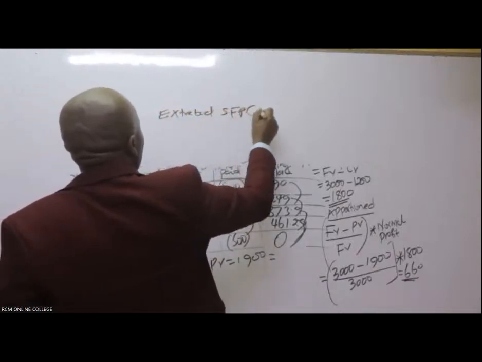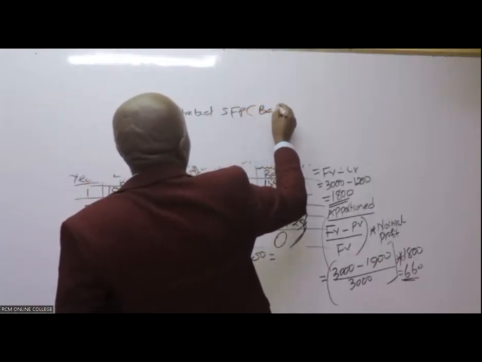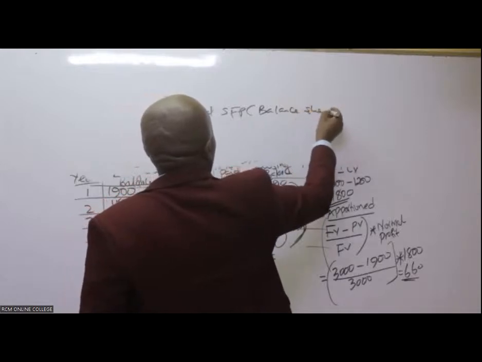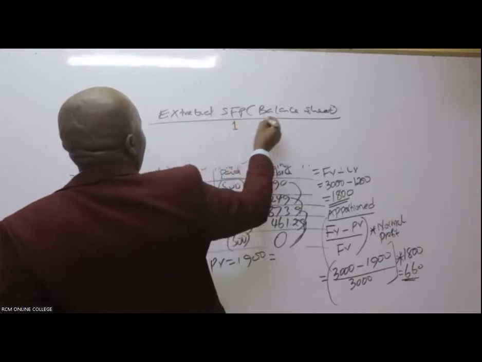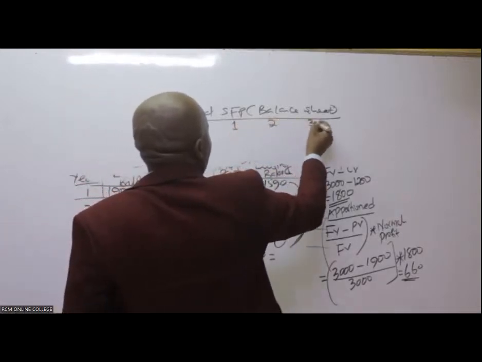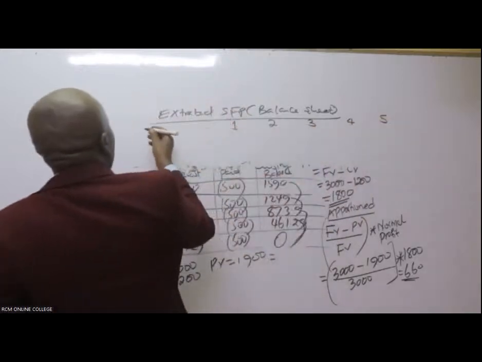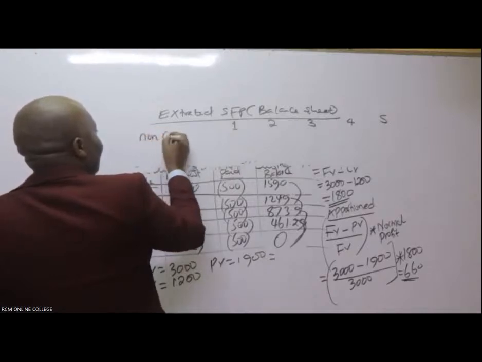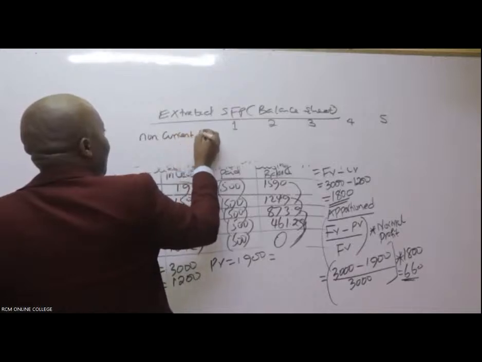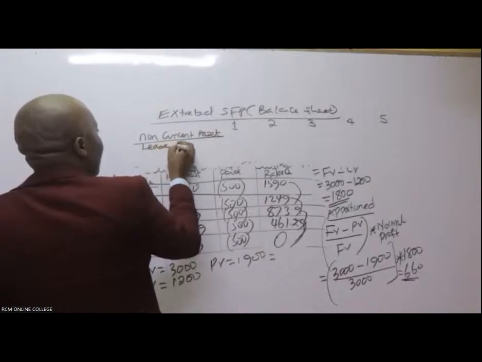Statement of financial position. So then what we have, ladies and gentlemen, here, this of course is the balance sheet. So we have year 1, year 2, year 3, year 4, year 5. So under assets, we shall have non-current asset. So we shall be having what we call the lease investment.